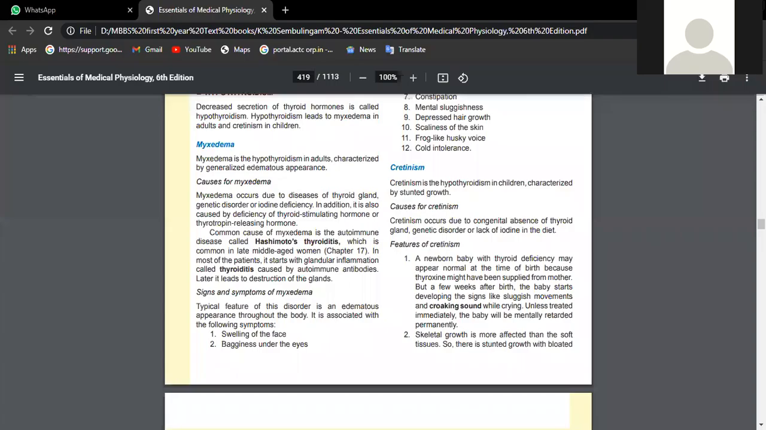So next question is cretinism. So what is cretinism? See, hypothyroidism in small children is called cretinism, beta, where the growth will be stunted. The cause of cretinism is that in the newborn baby, thyroid hormones are not sufficient. Hence the baby will have sluggish movements and croaking sounds while crying. That's how we diagnose that it may be a case of cretinism.